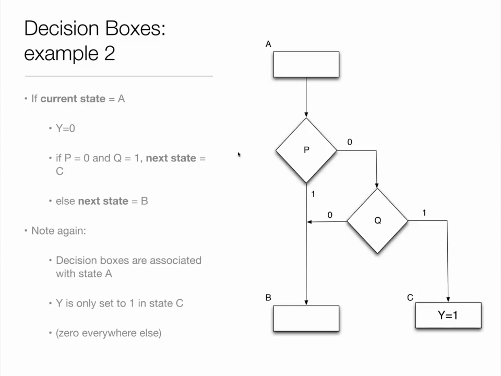So if it's 0 and 0, so P is 0 and Q is 0, or P is 1 and Q is 0.